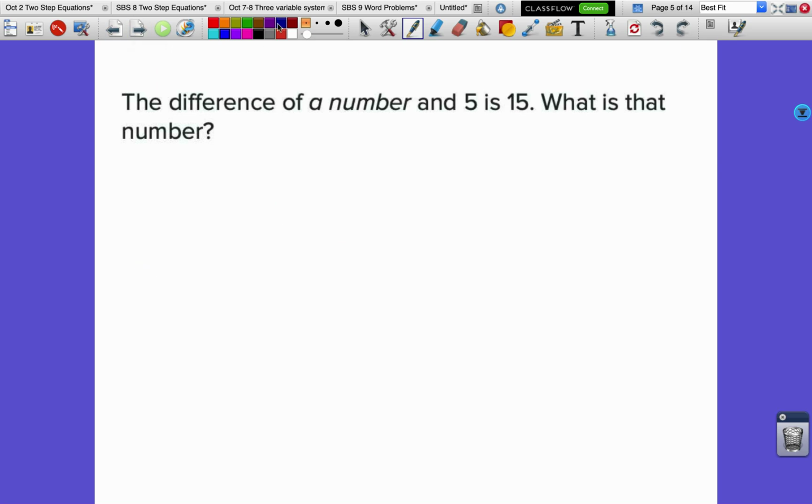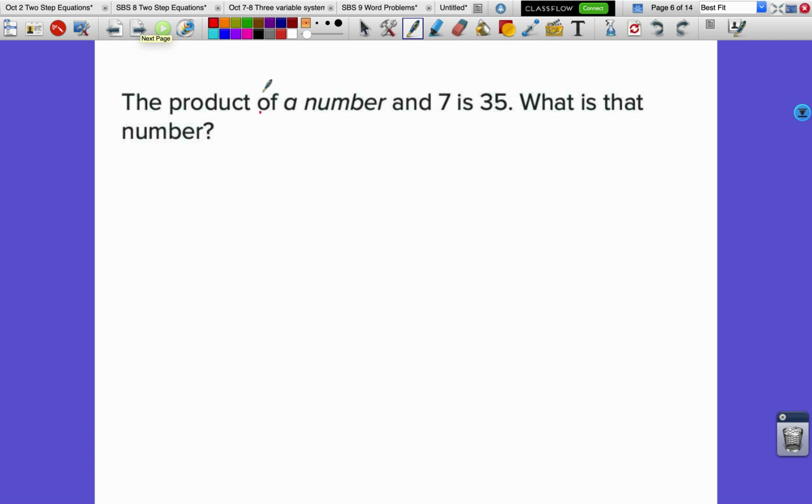Here's the next one for you. Copy it down. The difference is subtraction of a number, we'll use x again, and 5 is equal sign 15. So x minus 5 equals 15. The inverse operation of subtraction here is addition. We undo this minus 5 with a plus 5. Whatever we do to one side, we must do to both sides. And we get x equals 20. Put a box around it. Plug it back in to double check.